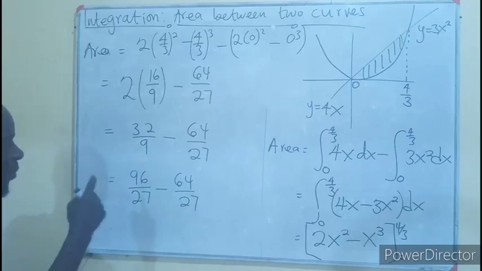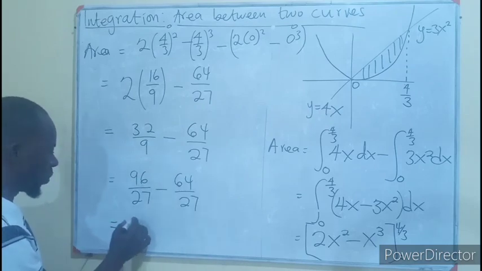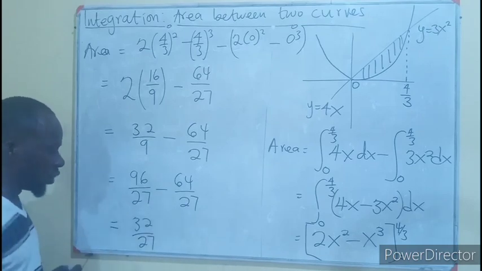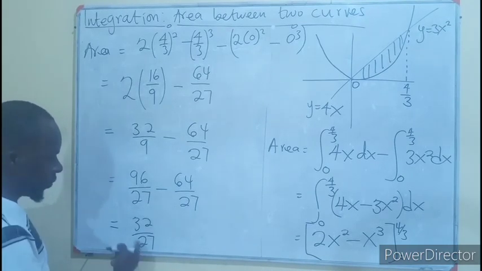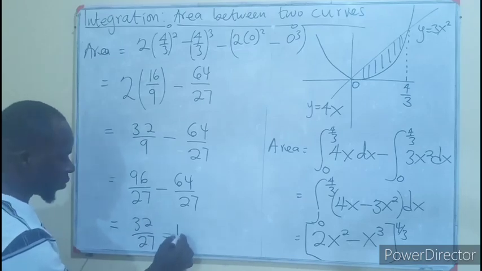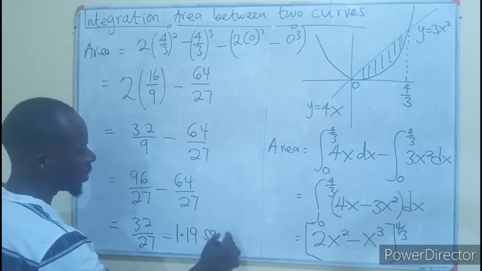So now we subtract the numerators. That will be 32. So we have 32 out of what? 27. And that could give us, this will go there, I think 1.19 square units.